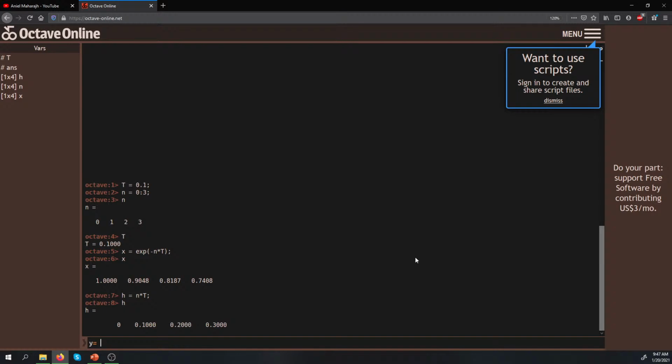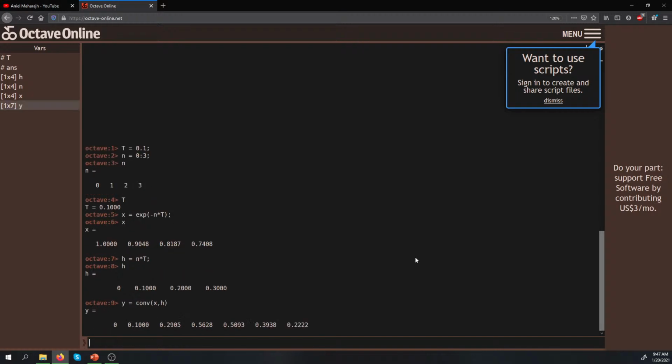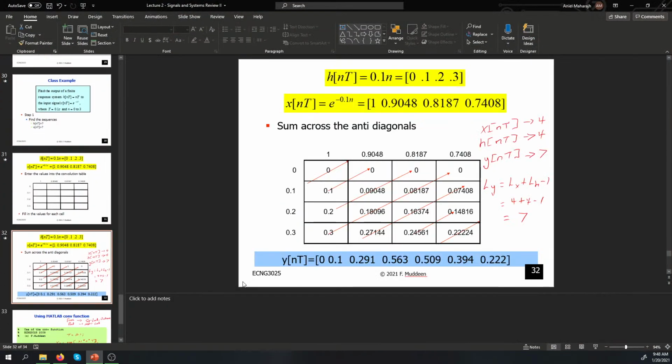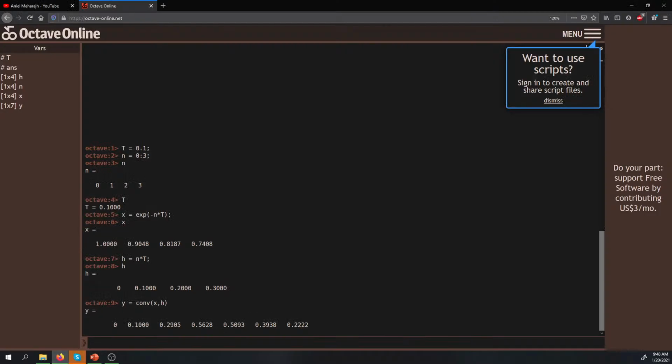And then y here represents our convolution, we just call conv, being the function of x comma h. And we see here that we obtain the convolution of our values accordingly. If we evaluate that, you can see here that it just gives us the same values that we saw from Octave Online.